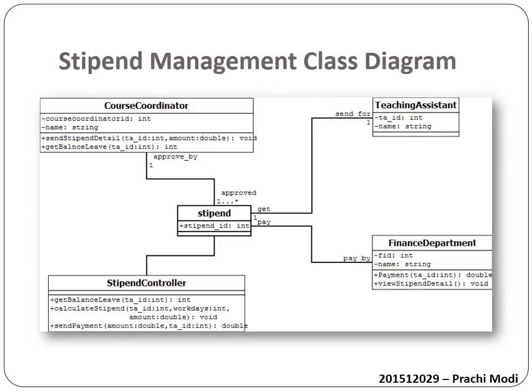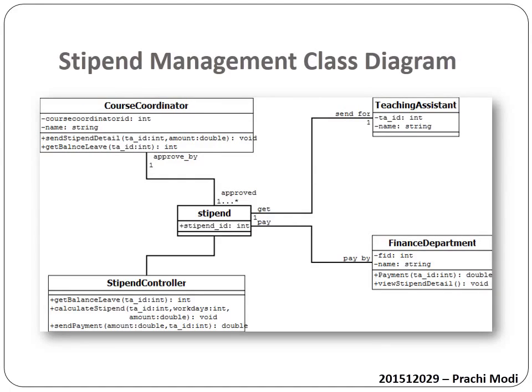This is the stipend management class diagram. Here the course coordinator and teaching assistant are the entity classes. Stipend over here is a boundary class, and this is the controller class. Finance department is an external entity.